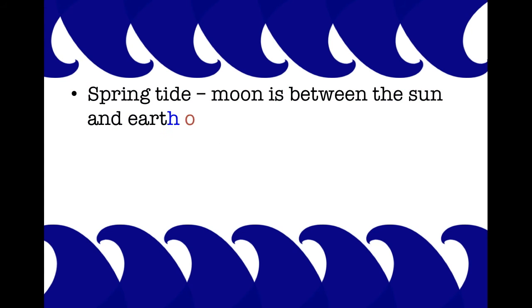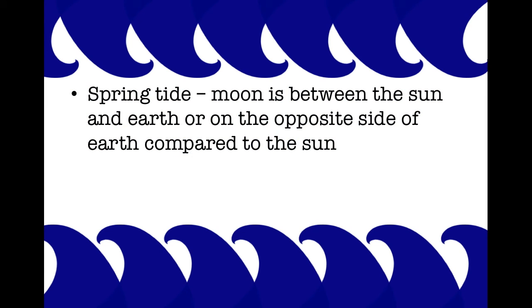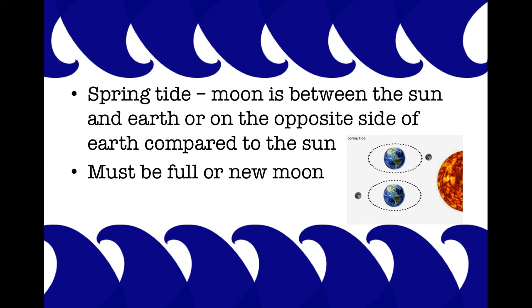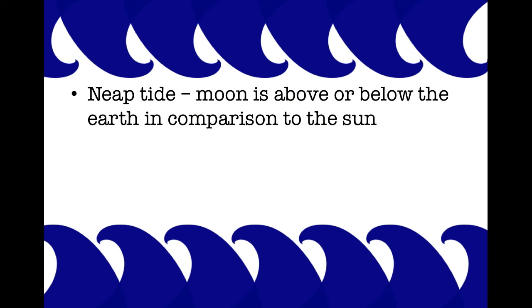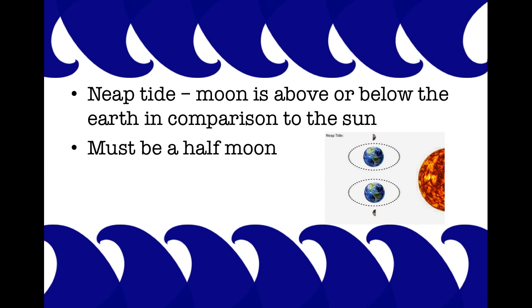A spring tide is when the moon is between the Sun and Earth or on the opposite side of Earth compared to the Sun. It must be a full or new moon. A neap tide is when the moon is above or below the Earth in comparison to the Sun. It must be a half moon.